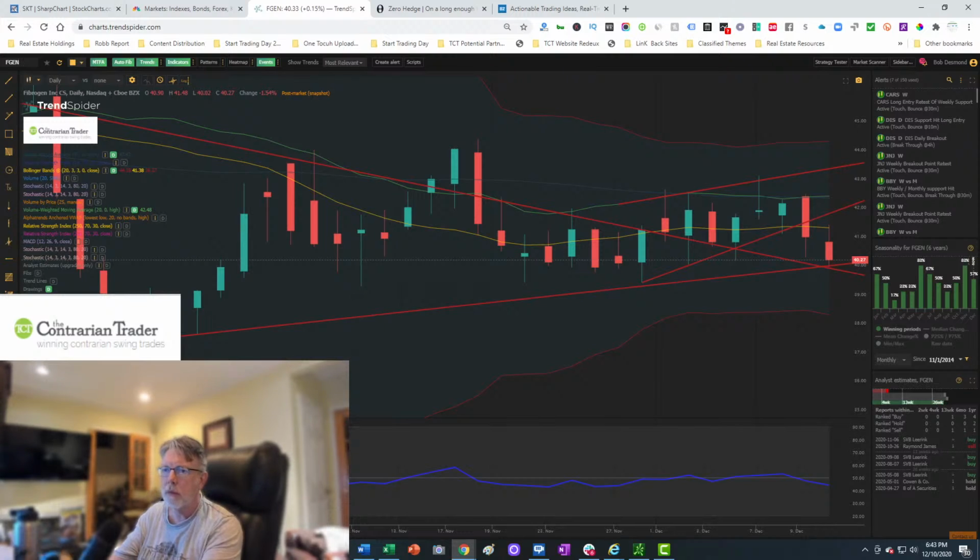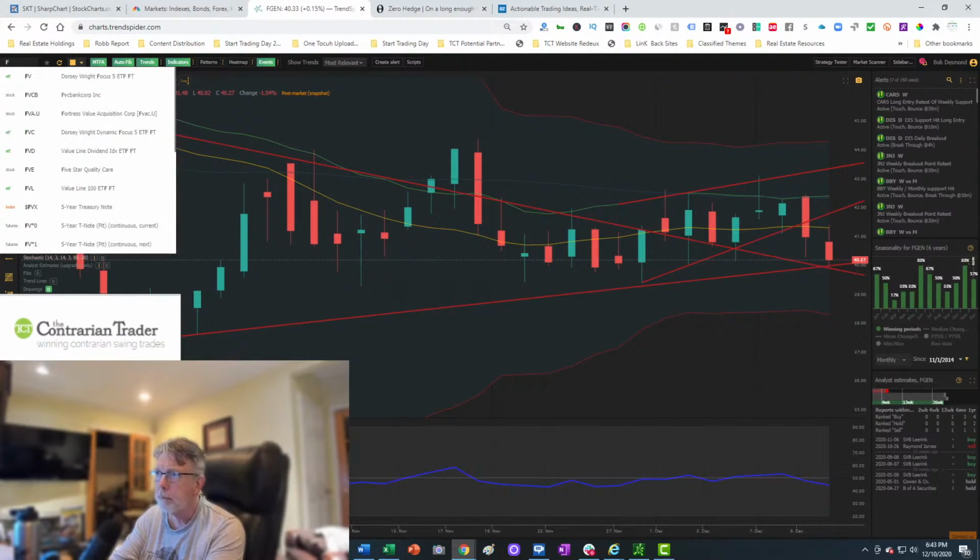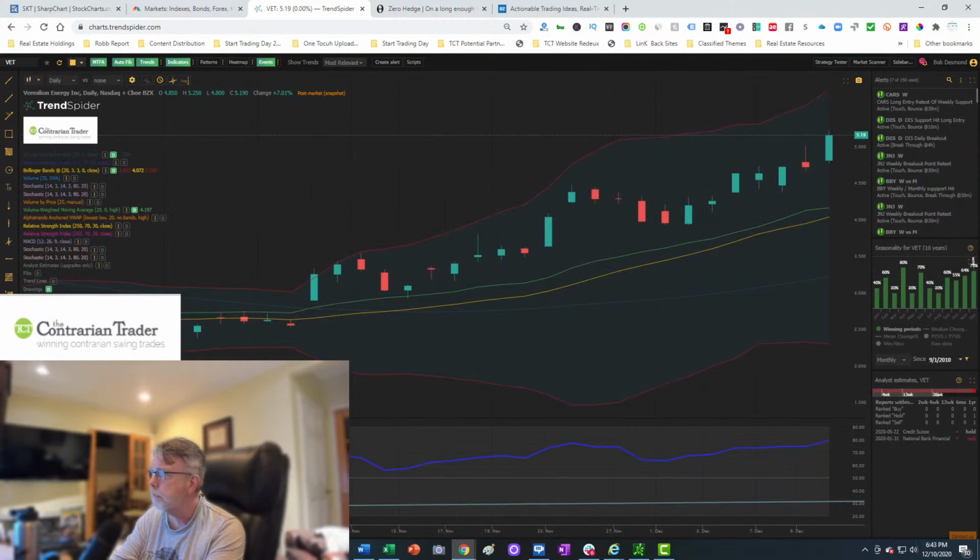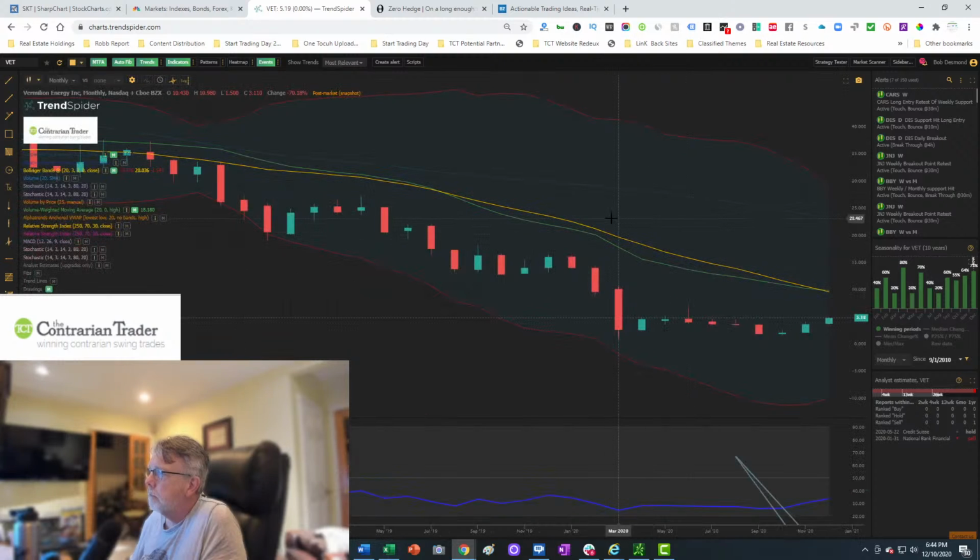VET. Another good-looking chart. We have a monthly breakout.